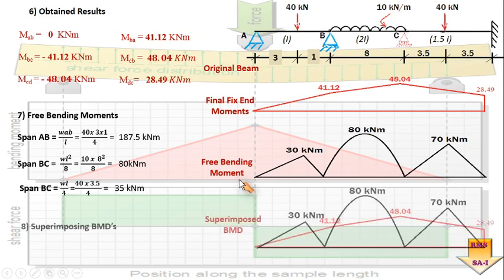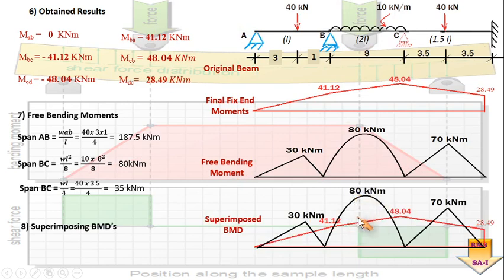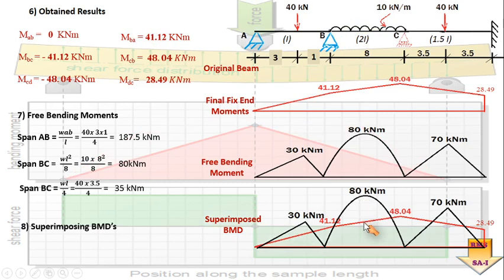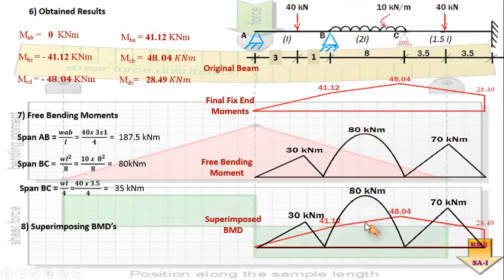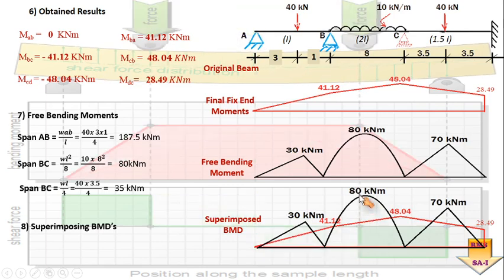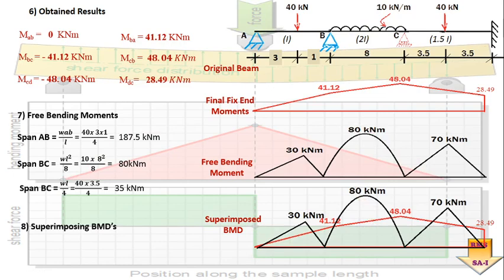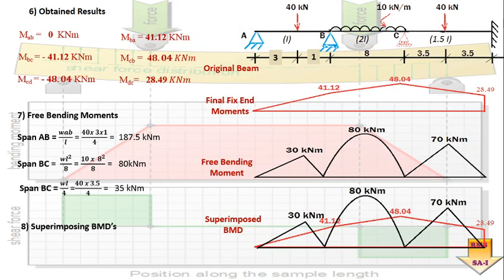And the last step is to superimpose these two diagrams, and after superimposing, the difference between these two diagrams will always give you the resultant bending moment occurring in that individual span. So this red line is again a neutral axis, above that are positive and below that are negative bending moments. Once you find the ordinate about this particular point, the difference between these two will give you the final bending moment acting on that individual span. So this is how we have to work out the analysis for the continuous beam by the slope deflection method.